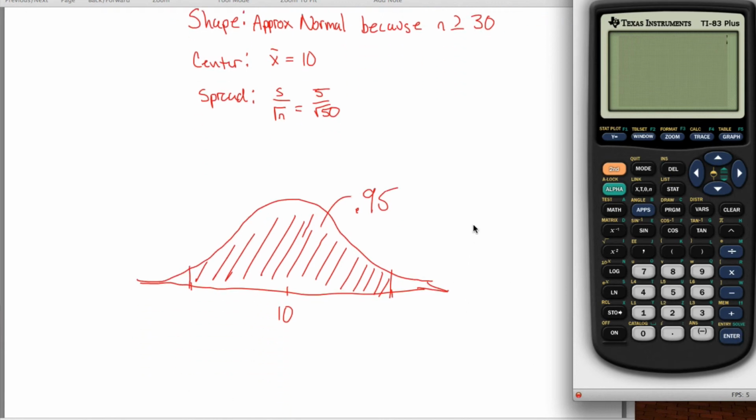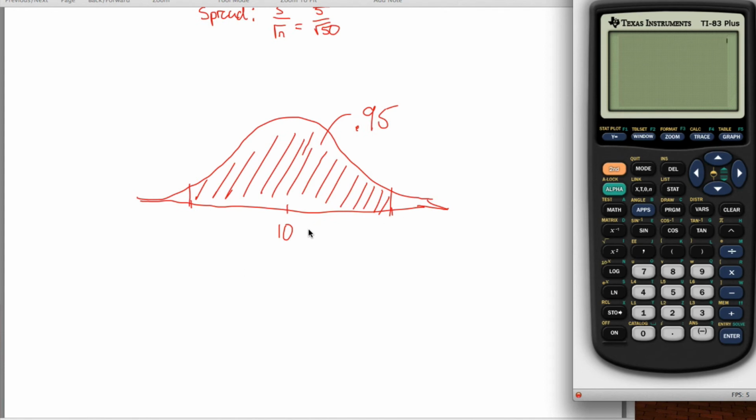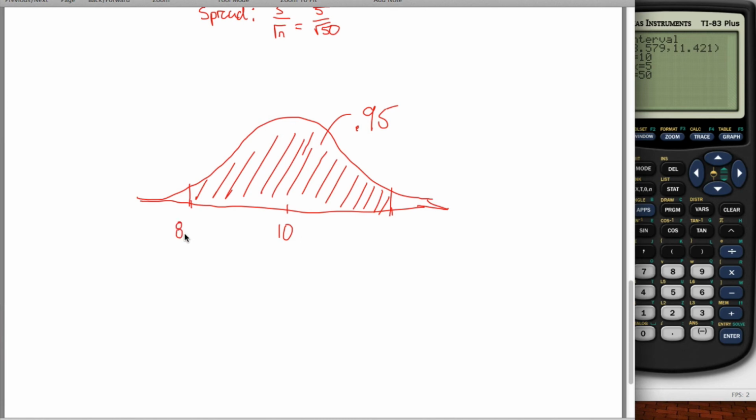Thinking for a minute. Thinking for another minute. There we go. So what it says is that if you want to make a 95% confidence interval of a t distribution, if your center is 10 and the standard deviation for a single observation is 5, and n is 50, the points that you have to pick are 8.579 and 11.421.